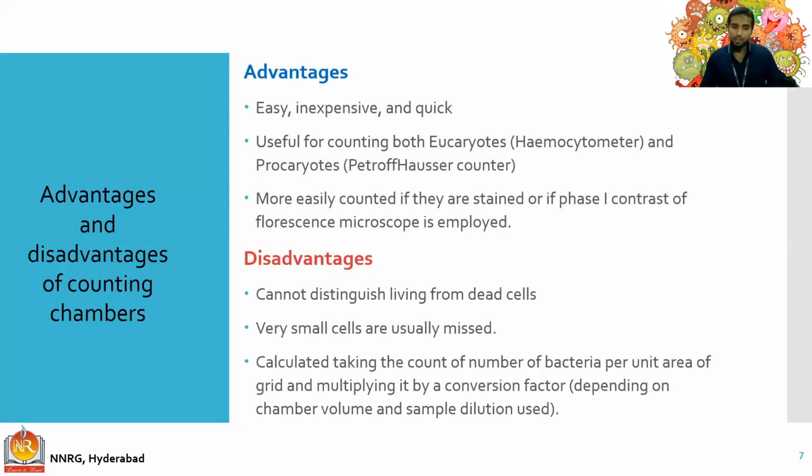The disadvantages of this method are, it cannot distinguish between dead and living cells. All the cells will be present, dead cells as well as living cells, so it cannot distinguish between them. Very small cells are usually missed, as some cells can come between the grid lines and we might miss them. It is calculated by taking the count of the number of bacteria per unit area of grid and multiplying it by a conversion factor depending on the chamber volume and sample dilution used. The values will vary based on the method and the grid box that we follow.